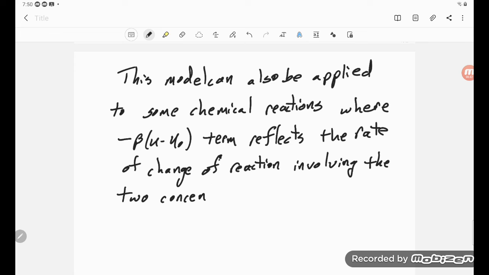So in this case, our U's, instead of being heat, would be chemical concentrations. And, you know, as you build one chemical from another, the difference in their concentrations can definitely affect the speed of the reaction. And so there you go. There's the lateral heat loss model.